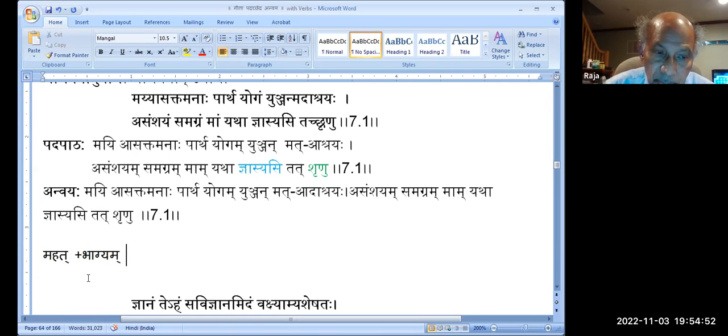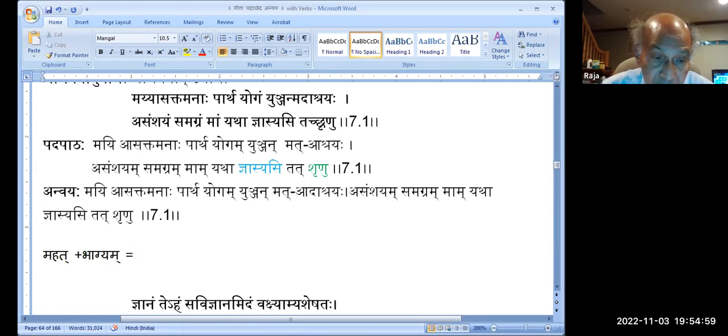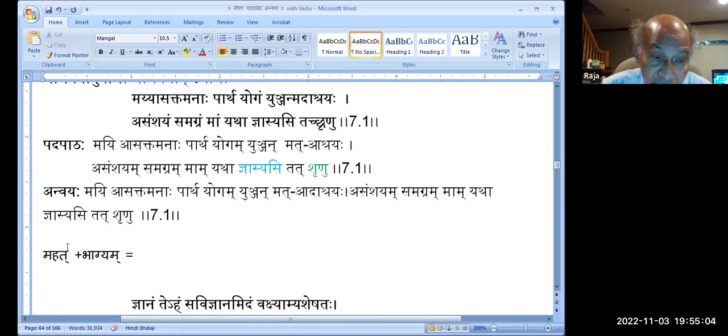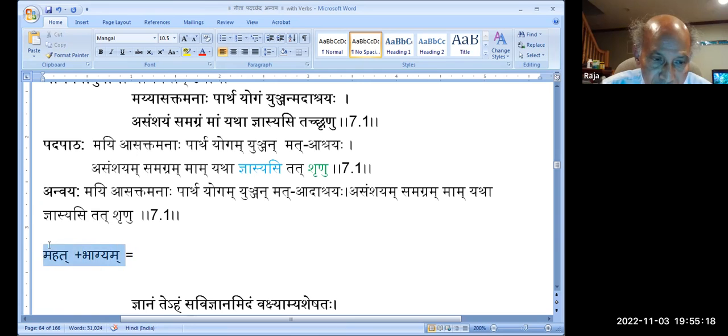See this, Mahat Bhagyam. Try to keep saying that 10 times. How does the tongue automatically change that? Mahat Bhagyam, Mahad Bhagyam. Takara becomes a Dakara. Because Takara is a hard consonant, Bhakara is a soft consonant, and this becomes soft. If you keep on saying it 10 times, the tongue automatically makes this a Dakara.